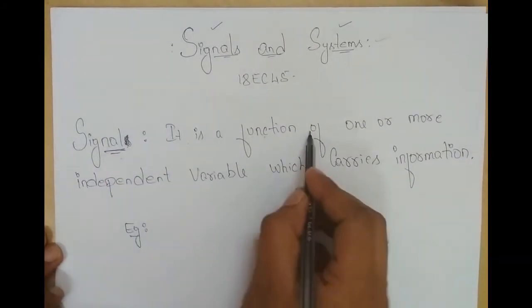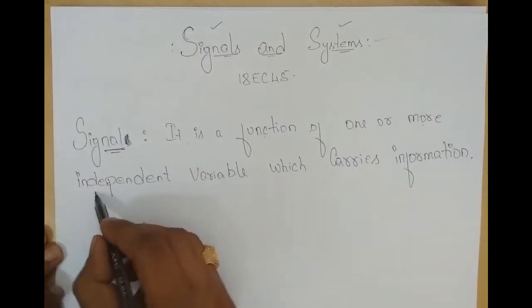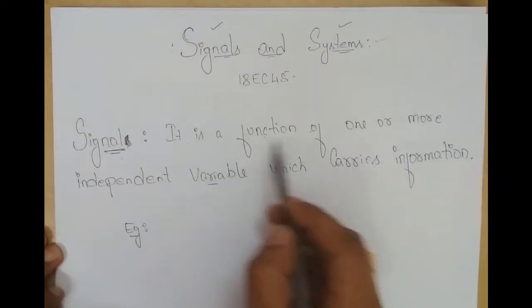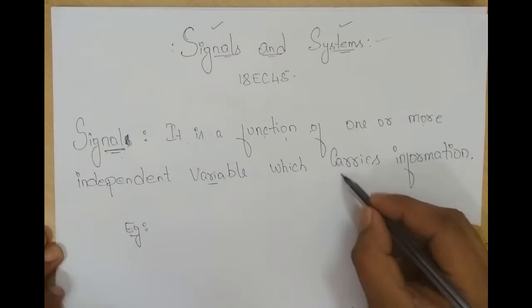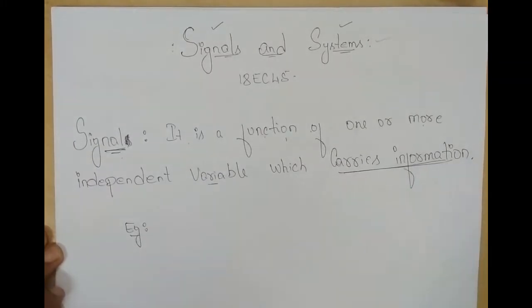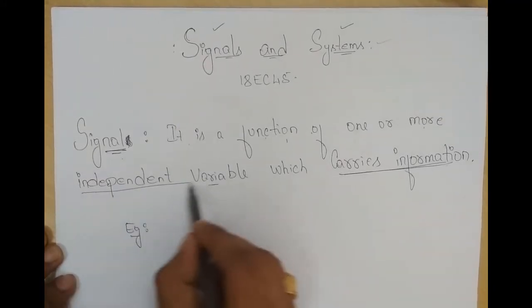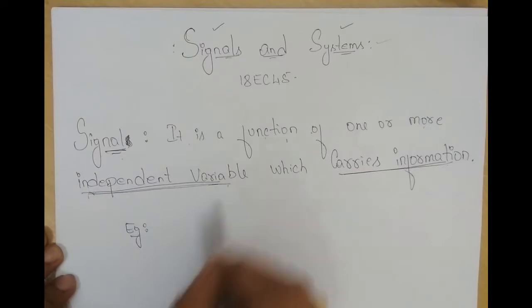It is a function of one or more independent variables which carries information. This is important: which carries information. We have a term called independent variable. So what is this independent variable?